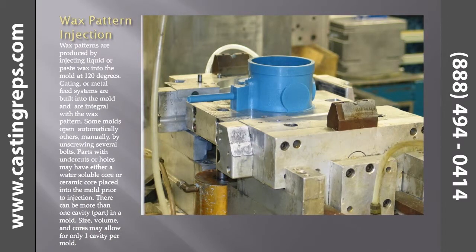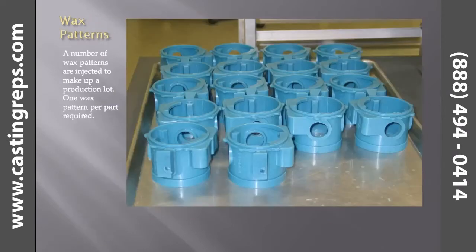Parts with undercuts or holes may either have a water-soluble core or ceramic core placed into the mold prior to injection. There can be more than one cavity or part in a mold. Size, volume, and cores may allow for only one cavity per mold.